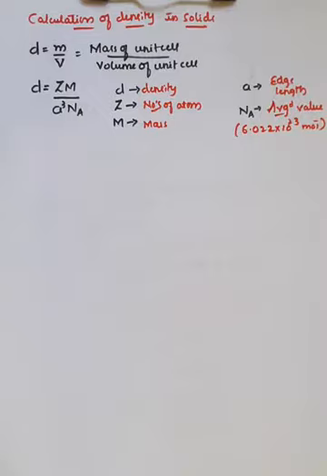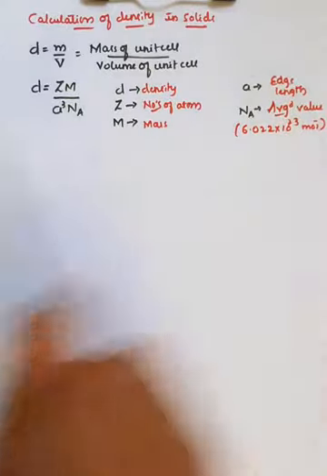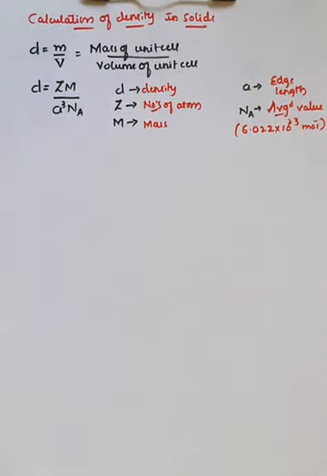The next concept is just remember this formula, that is D is equal to Z into M divided by a cube into Na, where Z represents the number of atoms, M represents the mass, D represents the density, a represents the edge length, and Na represents the Avogadro value, the constant value, that is 6.022 into 10 raised to 23 per mole.